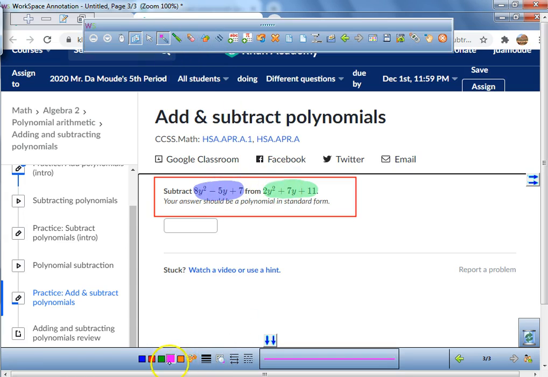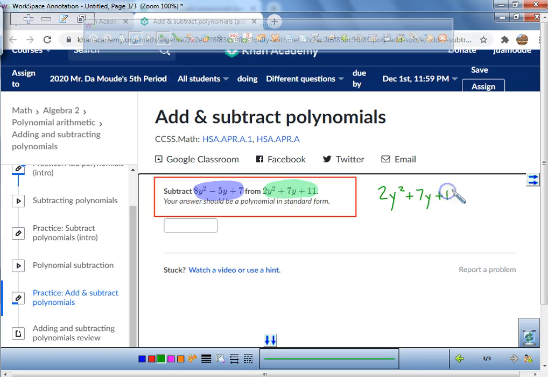So it's very important that you know where to start. So we are starting with what? We're starting with the 2y squared plus 7y plus 11. And we are literally subtracting 8y squared minus 5y plus 7. So when you're doing this, you got to know what you're subtracting what from, if that makes sense. So we're taking this away from this.